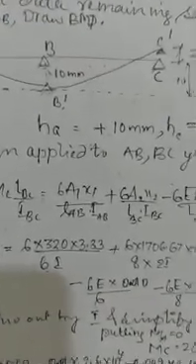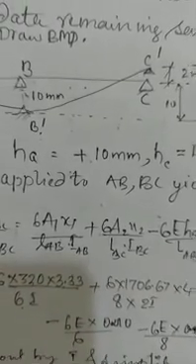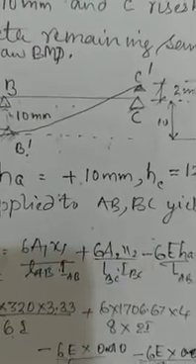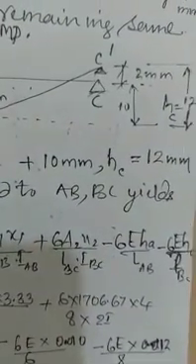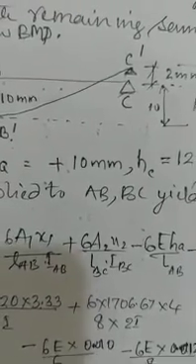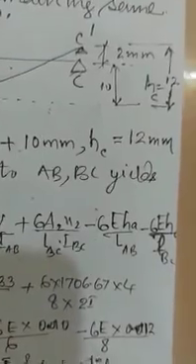So what will be HC now? See, C is rising by 2 mm. Support C rises by 2 mm. So it takes the position from C to C dash, which is 2 mm above the axis. If C rises by 2 mm above the axis, C dash will be above B dash by how much? It will be 10 plus 2, 12 mm.